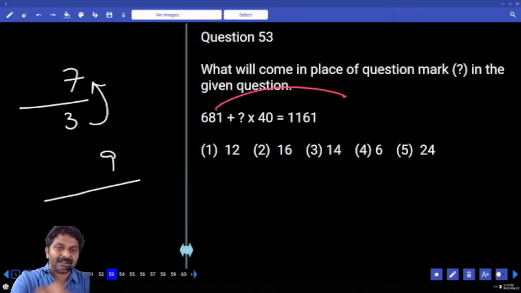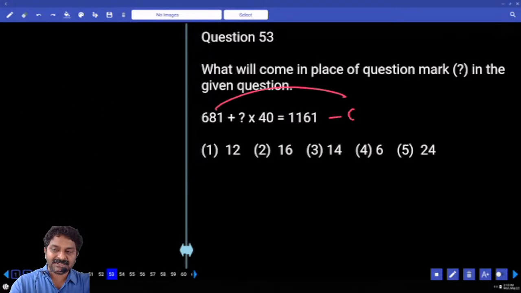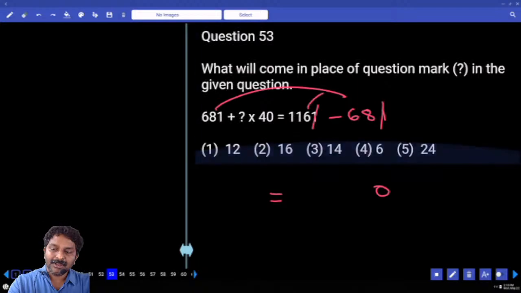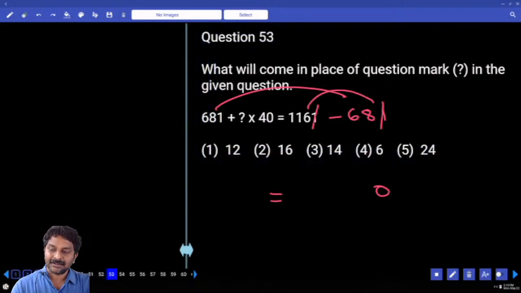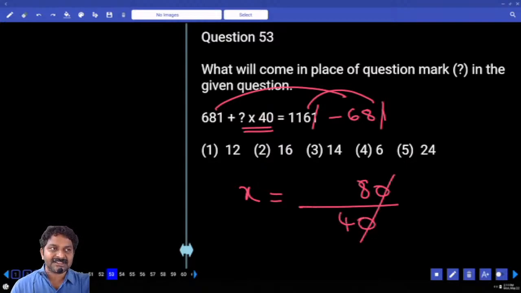681 goes to the other side, right? That becomes minus 681. Correct. 1 and 1 get cancelled. How much is the last digit? For 0, right? Forget about 0. 6 minus 8. That means your right hand side number ends with 80 and which is equal to x into 40. Then x is equal to that divided by 40. 0, 0 gets cancelled. 4 into which number ends with 8? Either 2. Answer must end with 2 or 7 only. How many?